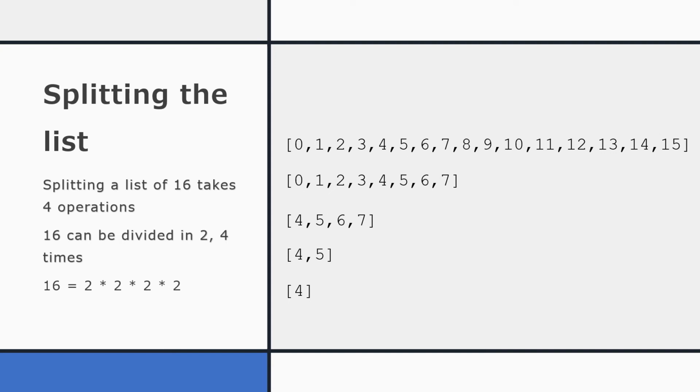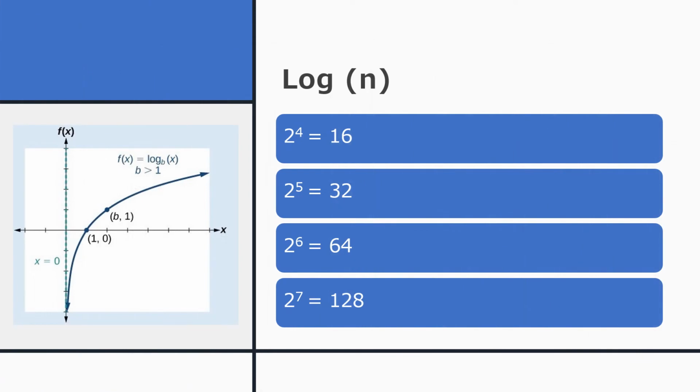So splitting a list of 16 takes 4 operations because 16 can be divided in half 4 times. Or to put it another way, 16 is 2 to the power 4. This tells us the number of operations required as a function of n. The name for this value is log n, log 2 n strictly. So 2 to the power 4 is 16, so the log of 16 is 4. And looking down that list of numbers, 2 to the power 7 is 128, so the log of 128 is 7. So the number of operations required as a function of n is log n in the case of the binary search.